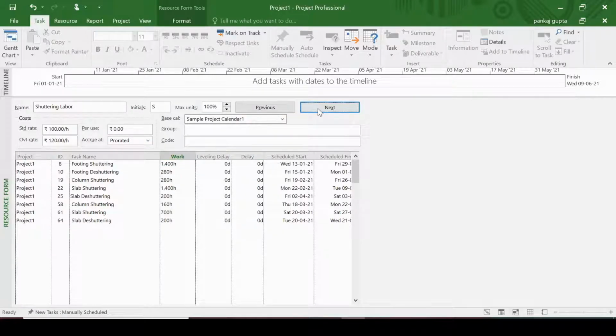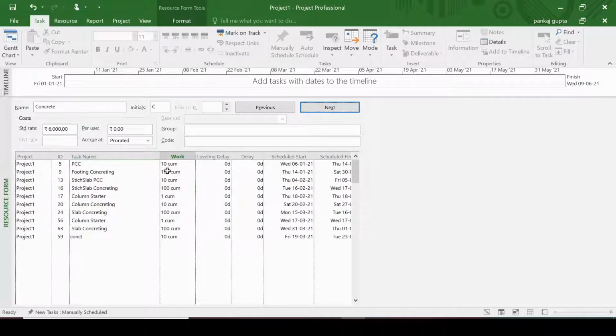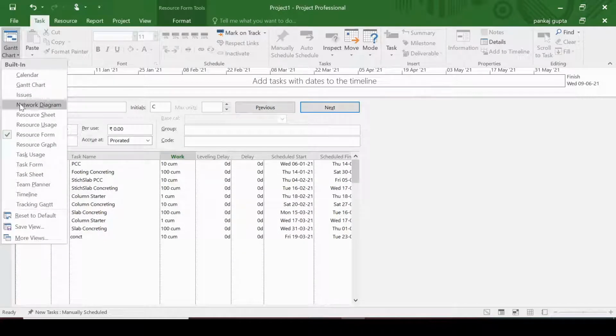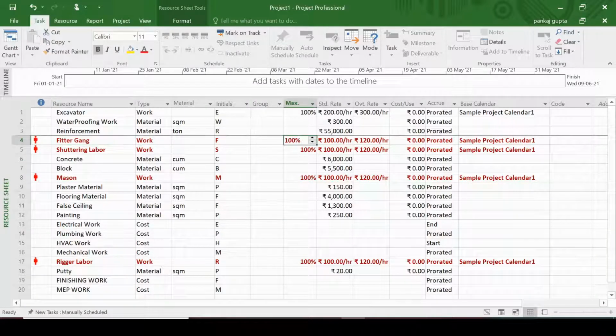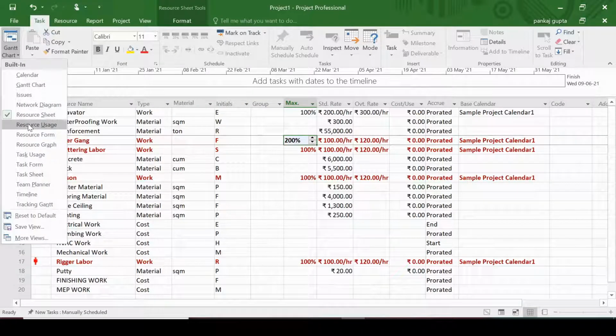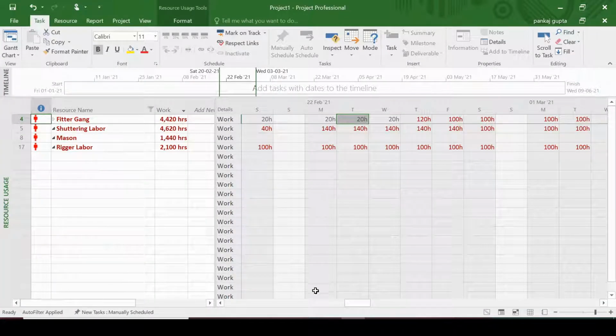Now our objective is to remove this overallocation. Now there are 2 ways to remove the overallocation. The first one is by increasing the resource as per the requirement of the project timeline, which we have already decided. The second one is to level the resource, which we will understand in the next session. Now let us first use the first method, that is increasing the resources to prevent the overallocation.